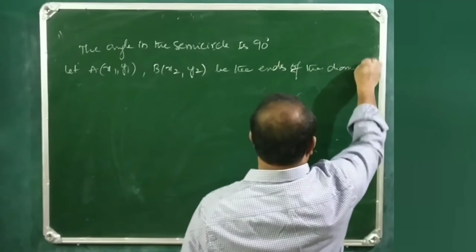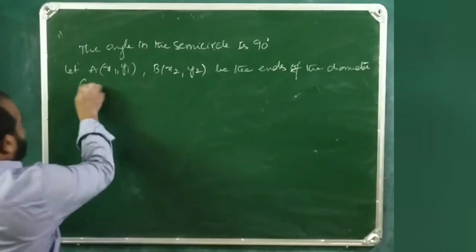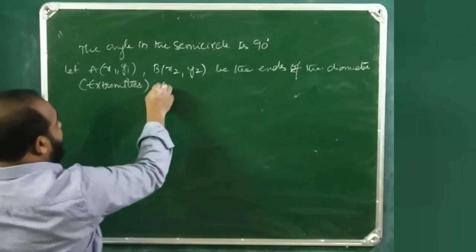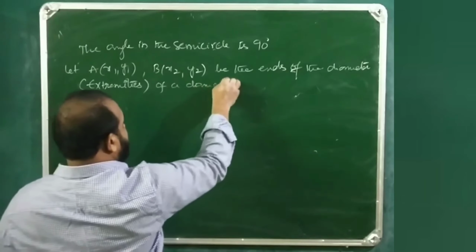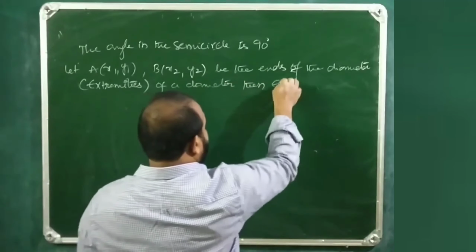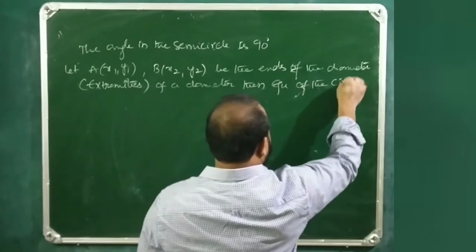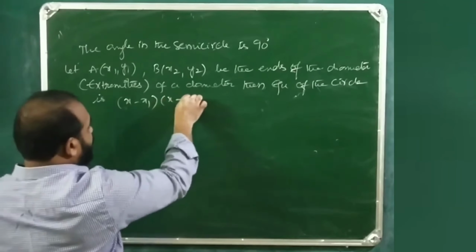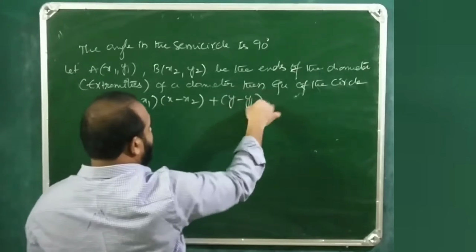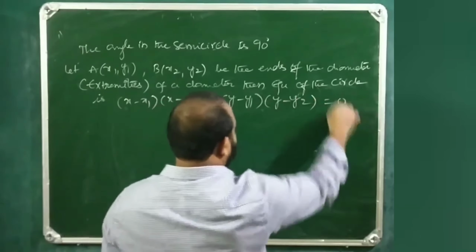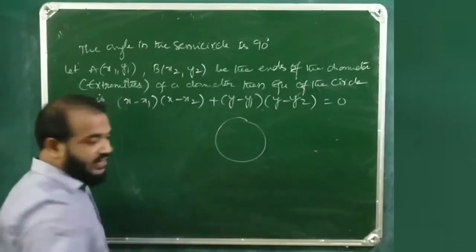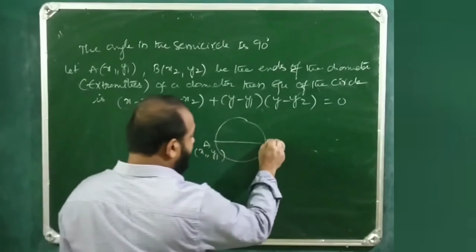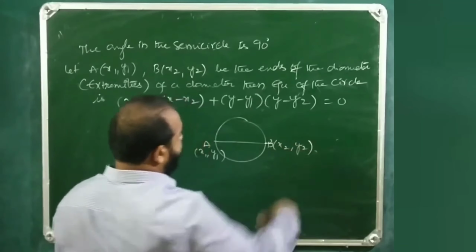diameter, or the extremities of a diameter. Then the equation of the circle is (x minus x1)(x minus x2) plus (y minus y1)(y minus y2) is equal to 0. Let us suppose that this is the circle, with A(x1, y1), B(x2, y2) the ends of the diameter.